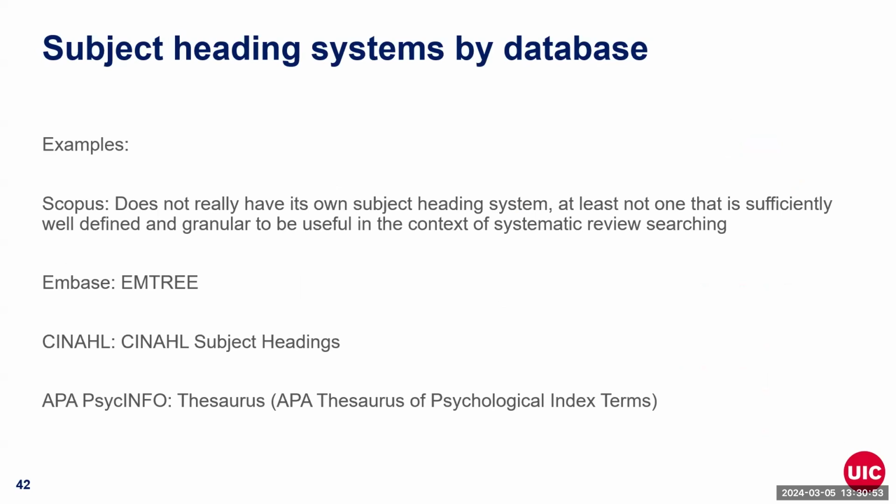Okay, so subject heading systems by database. Some examples. As you mentioned, there's many databases, so we can't cover all of them, but these are some of the big ones. Scopus doesn't really have its own subject heading, at least not one that is sufficiently well-defined and granular enough to be useful in the context of systematic review searching. Embase's system for subject headings is called Emtree. CINAHL is CINAHL subject headings. APA PsycInfo uses what they call a thesaurus, the APA Thesaurus of Psychological Index Terms.